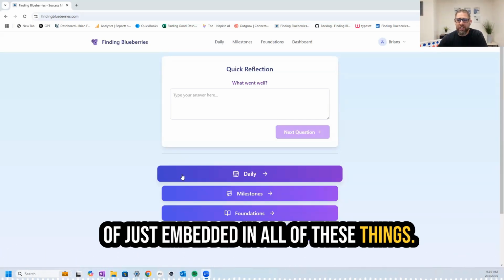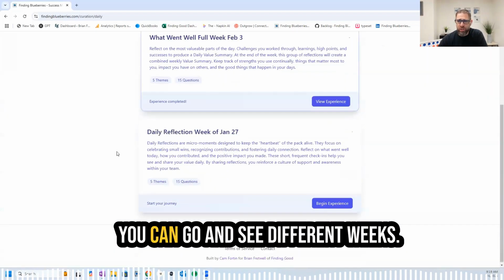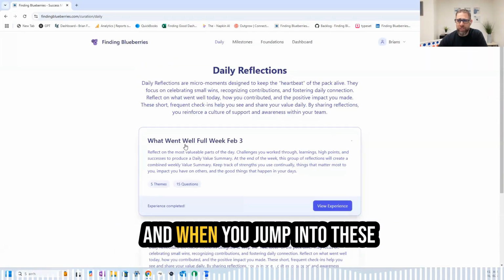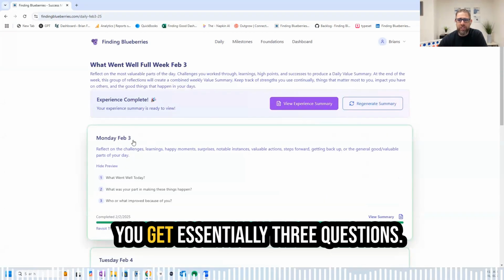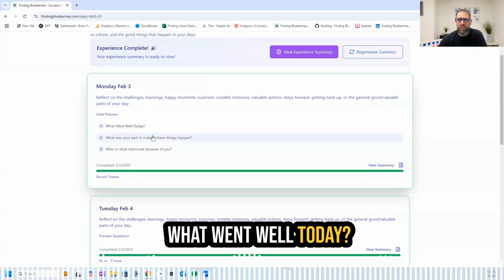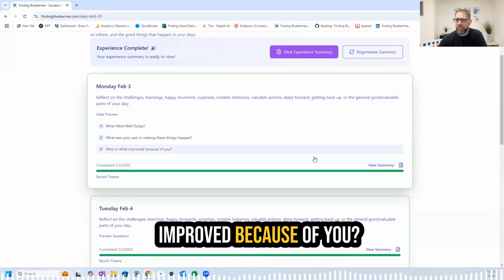Those are all built on what we call the Success Math Foundation that is just embedded in all of these things. And so just to outline really quickly, like the daily summaries, you can go and see different weeks. And when you jump into these summaries, you'll see each day you get essentially three questions. What went well today? What was your part in making these things happen? And who or what improved because of you?